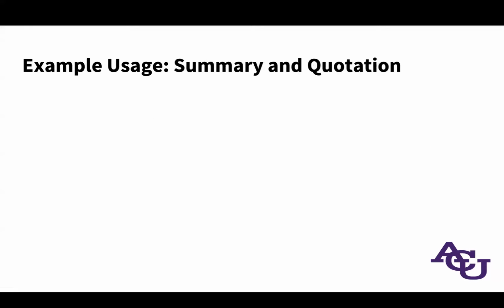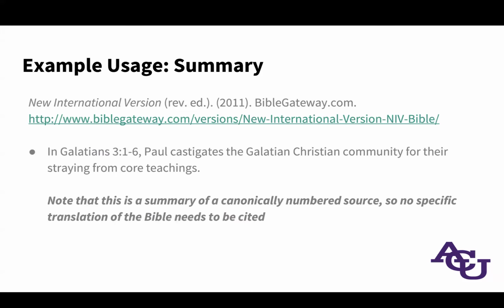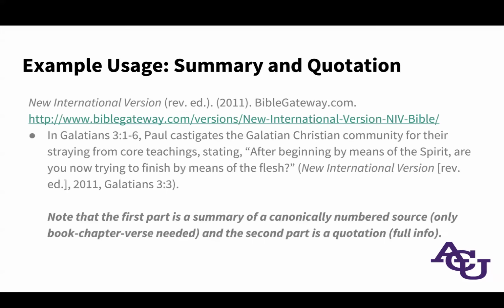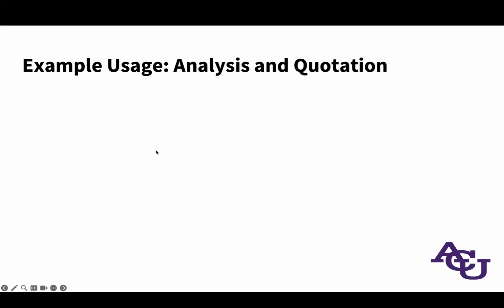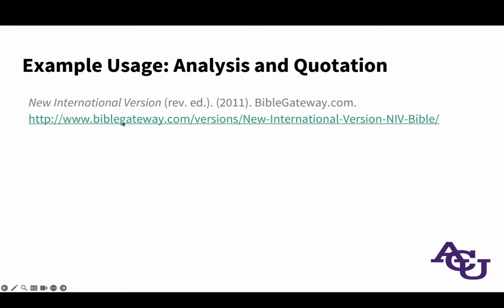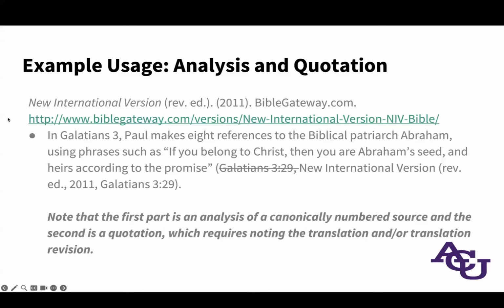And the norm, as you see here, is to have the page number or the book, chapter, verse information at the end of the parenthetical citation. And so we also need to look at this and say, hold on, we forgot when updating this to put the Galatians 3:29 at the end of the source. And we also need to take New International Version and italicize that.